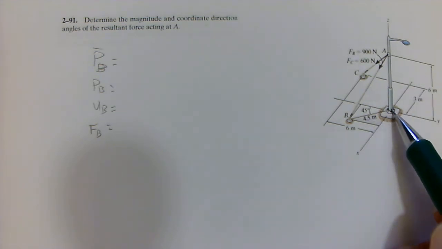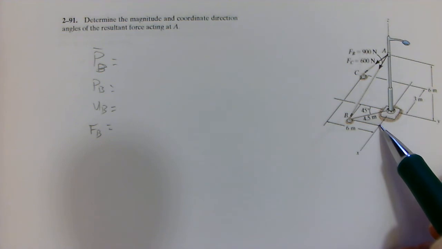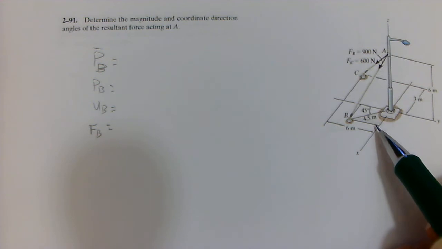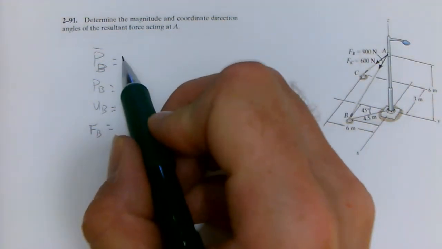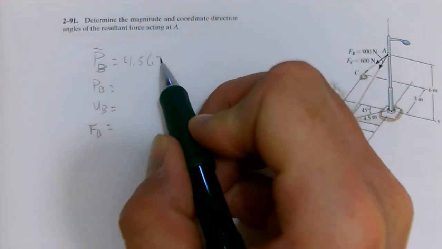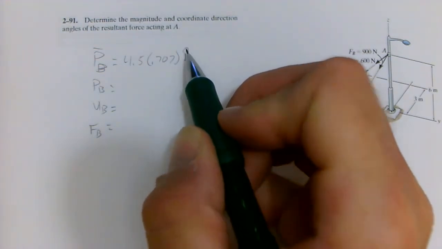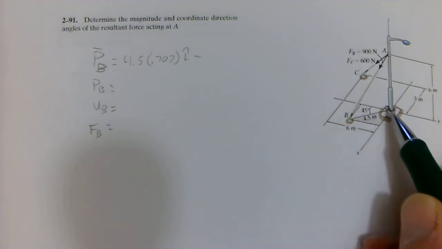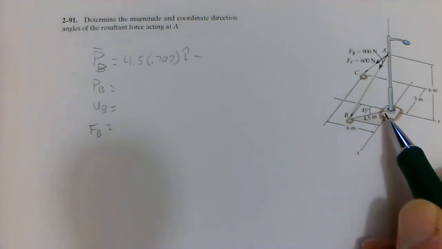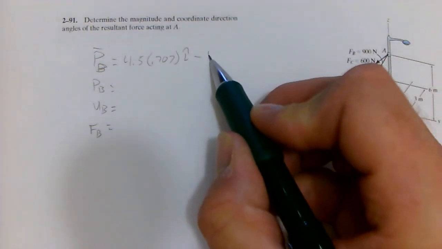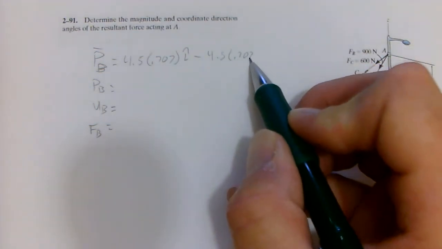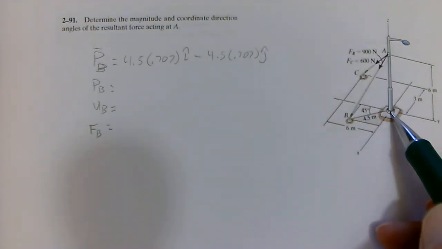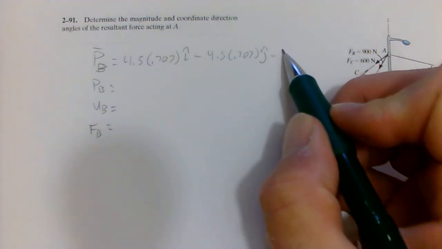So that's 4.5 times the cosine of 45. So that's 4.5 times 0.707 in the i direction. And that's positive i, and in the negative j, it's going to be the same amount, 4.5 times 0.707 in the j. And then in the k, it's going down 6, negative 6k.